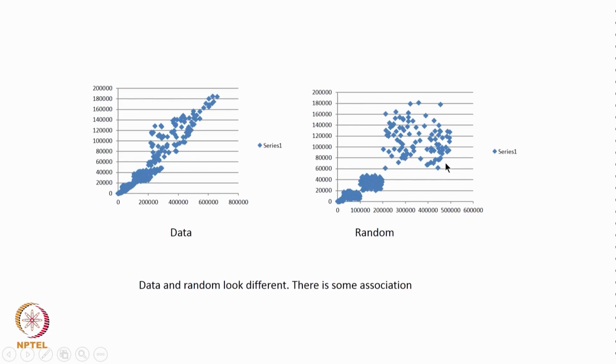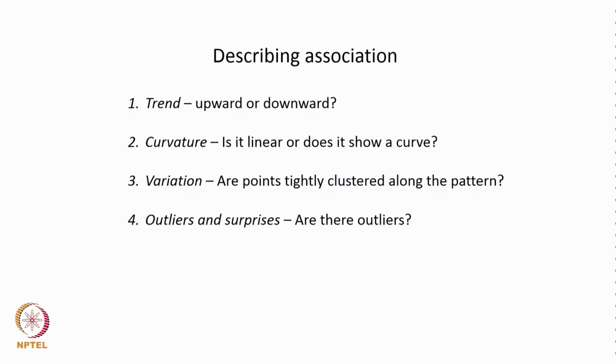Now, the first impression is that the data looks very different from the random, and therefore, the first impression is that there is association between these two variables. If they look alike or look reasonably similar to the eye, then one could say that there is no association. In this case they look different, and therefore, we can say that there is association. How different depends on how we understand the pictures, but I am sure most of us would agree that these two pictures are not similar, they look different, and therefore, there is some association between the salary and the saving. Now, how do we describe association?